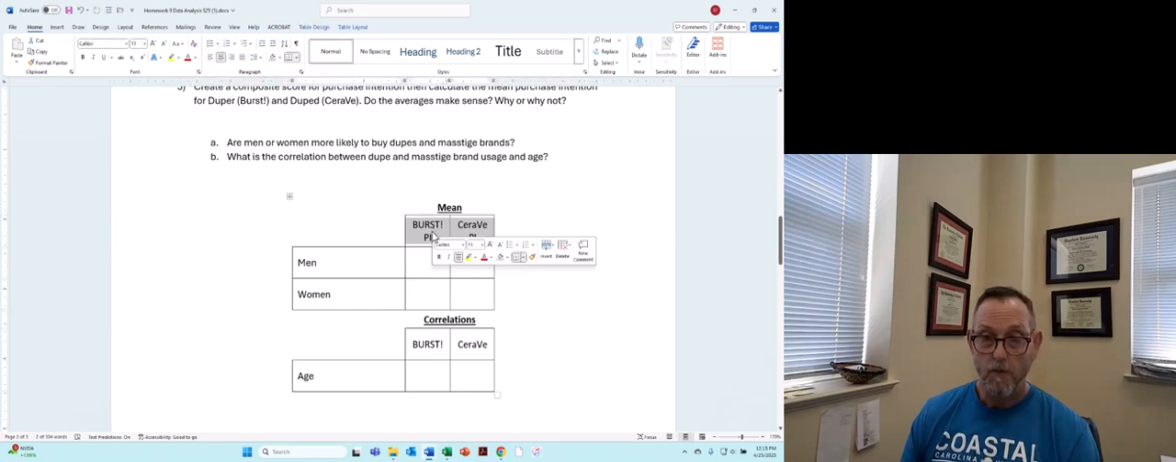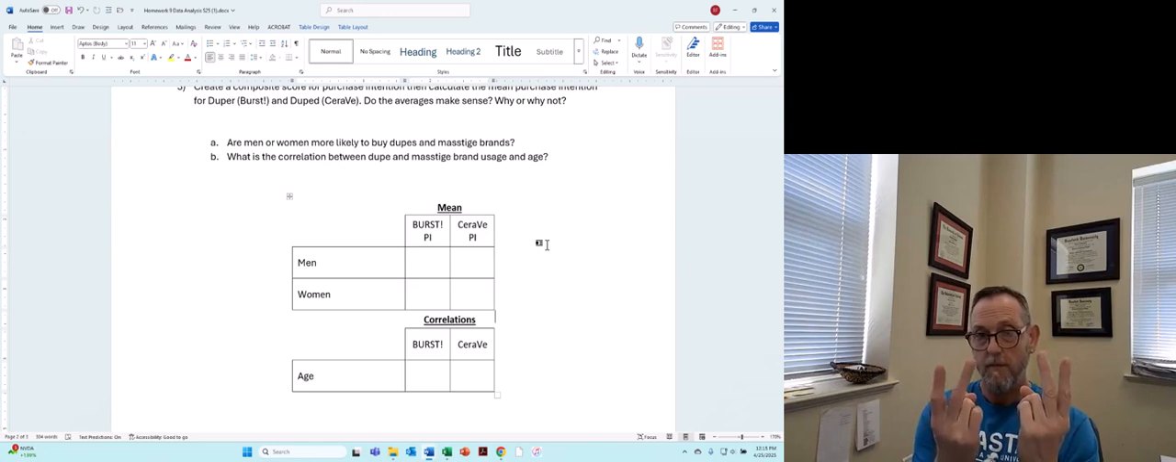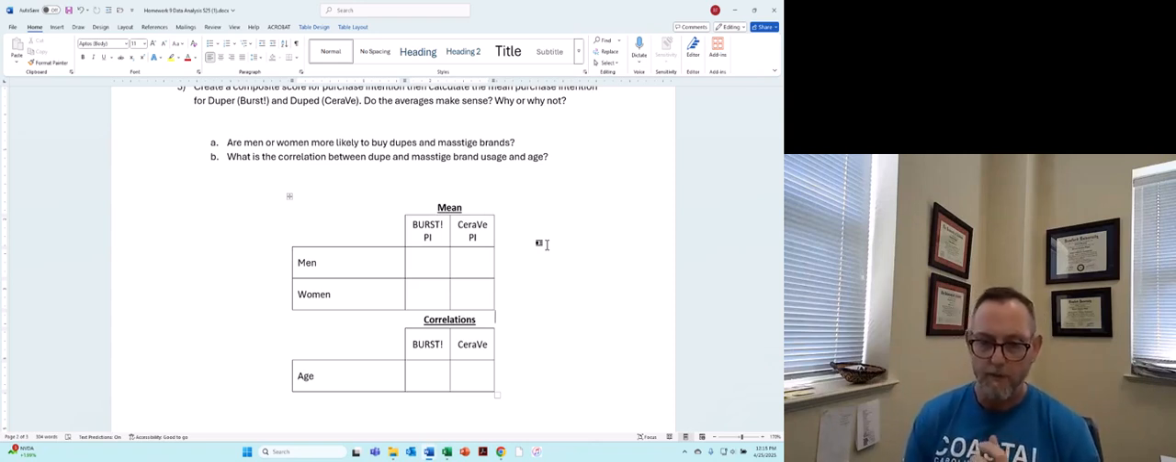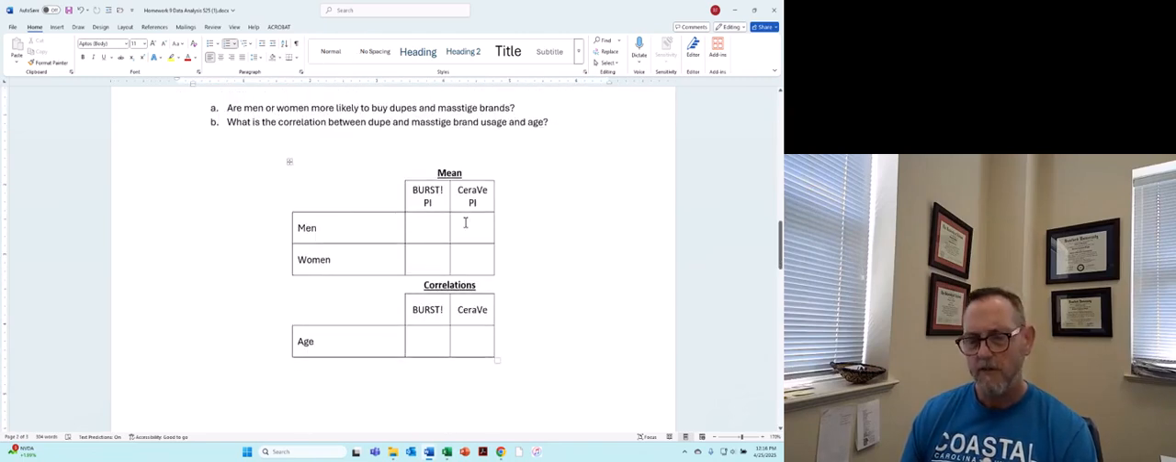Okay, so a little bit more splitting up of the data is going to have to happen. This is called a 2x2 because we have the treatment, which is a two thing, Burst and CeraVe, and then we have gender, men and women, which is also a two thing. So it's a 2x2 box, if you will. We do this quite a bit in marketing. We have 2x2 boxes all the time when we're comparing groups.